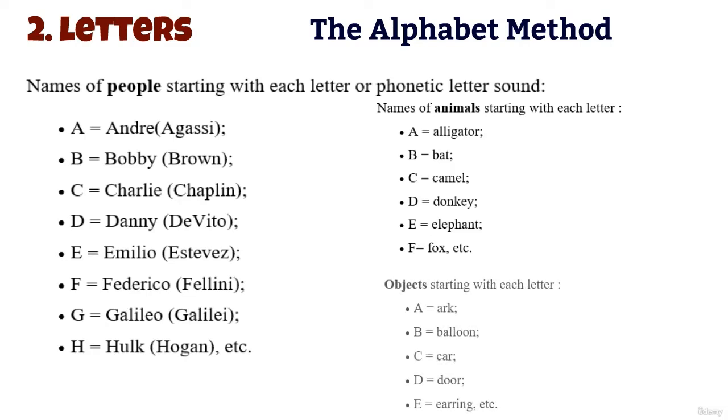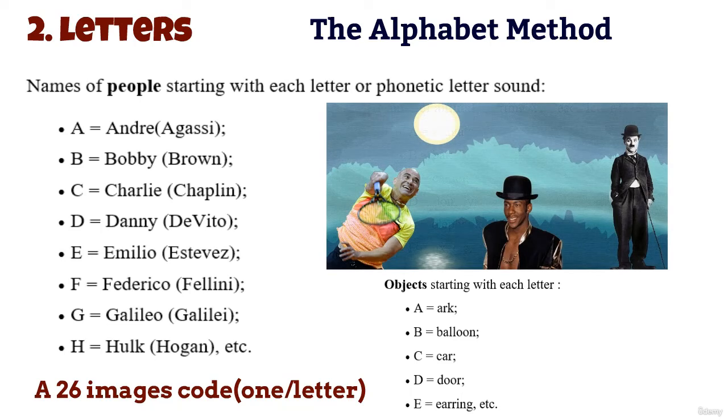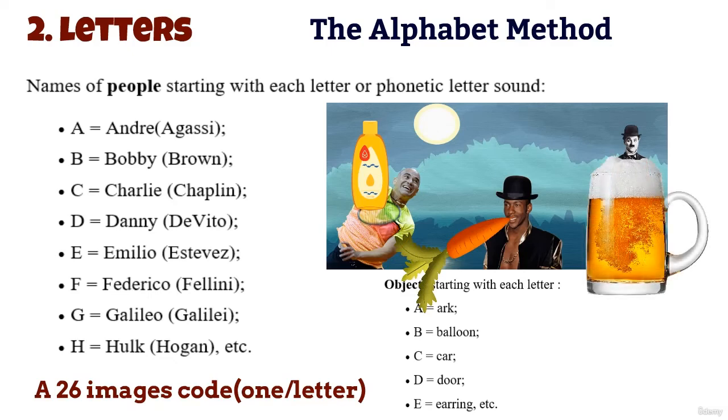Objects starting with each letter. A. Ark. B. Balloon. C. Car. D. Door. E. Earring, and so on. After creating your image code associated with each of the 26 letters of the alphabet, you can start memorizing different lists of up to 26 items. To associate code images with the items, you create a mental image of A, for example Andre Agassi, interacting with the first item, which could be shampoo, then B, Bobby Brown, eating the second item, carrots, C, Charlie Chaplin drinking beer, and so on. The weirder the association, the easier it will be to remember later.